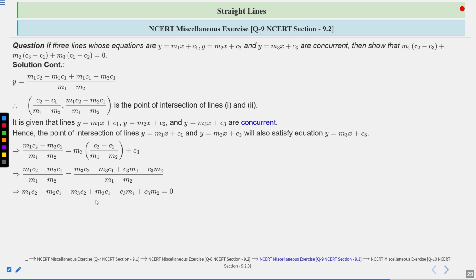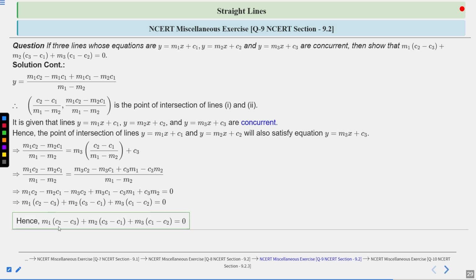Just write this equation in simple form. Now take m1 common, then we get m1(c2 - c3) + m2(c3 - c1) + m3(c1 - c2) = 0. Hence m1(c2 - c3) + m2(c3 - c1) + m3(c1 - c2) = 0. Hence proved. I hope it is clear to all of you. Now let us move on to the next question.